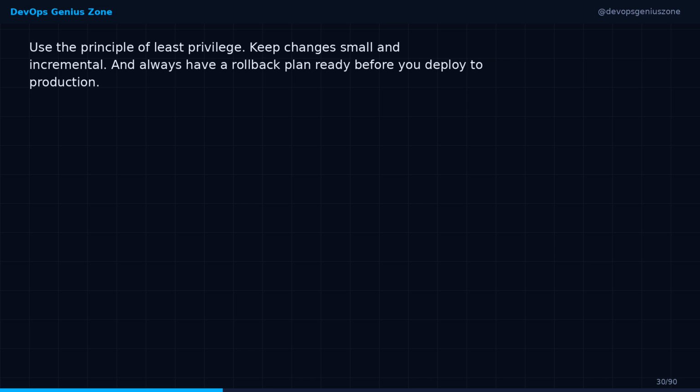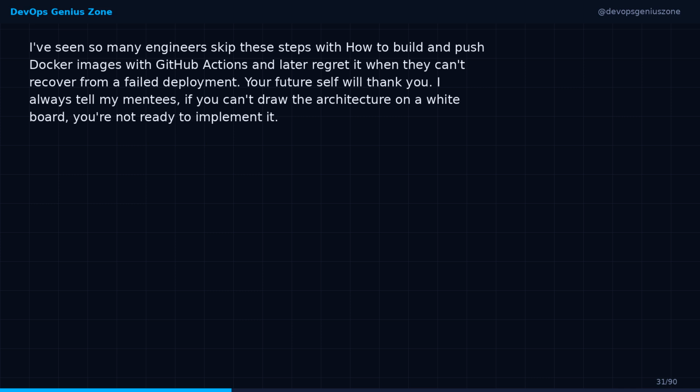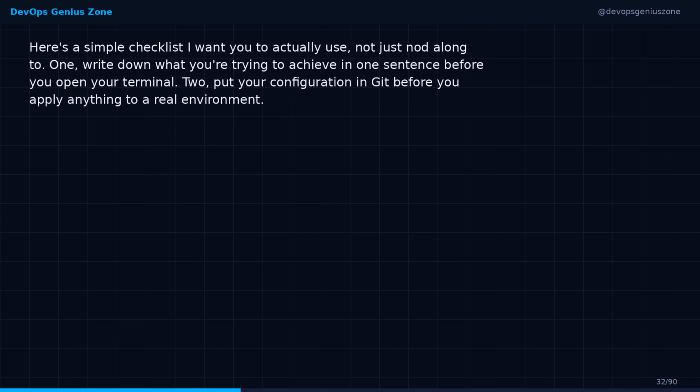Here's a simple checklist I want you to actually use, not just nod along to. 1. Write down what you're trying to achieve in one sentence before you open your terminal. 2. Put your configuration in Git before you apply anything to a real environment. 3. Test in a throwaway or staging environment first, even if it's a tiny scaled-down version of production. 4. Know exactly how you'd undo the change before you make it. 5. Make the smallest change that proves the concept works, then build from there.